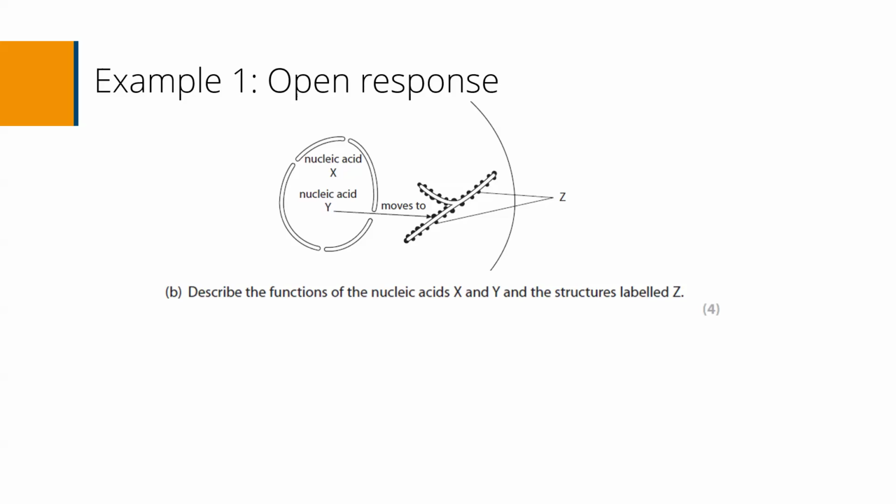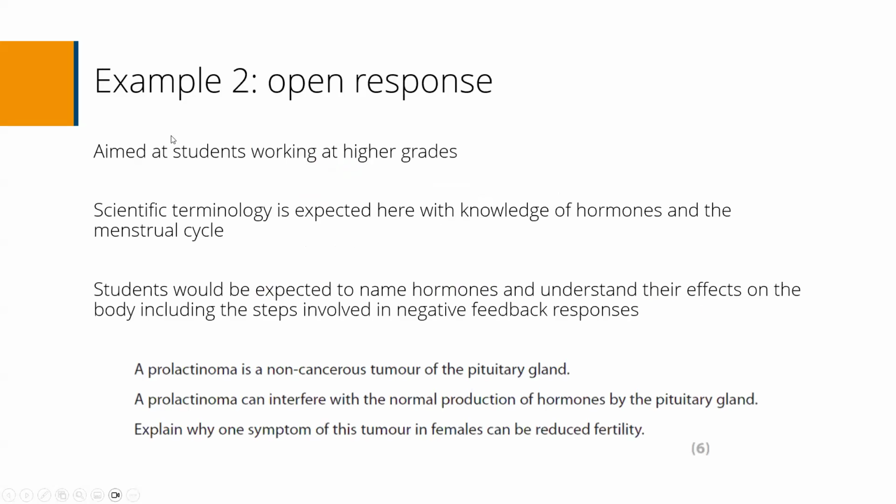So that's an example of what an open response question might be in their paper. Obviously, SAMs and previous papers will have other examples we could think of. Here's another question, which might be aimed at students working at higher grades or higher target grades. Scientific terminology is expected here, with knowledge of hormones and the menstrual cycle. Students would be expected to name hormones and understand the effects on the body, including negative feedback responses.